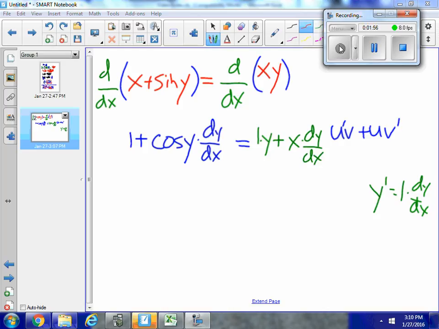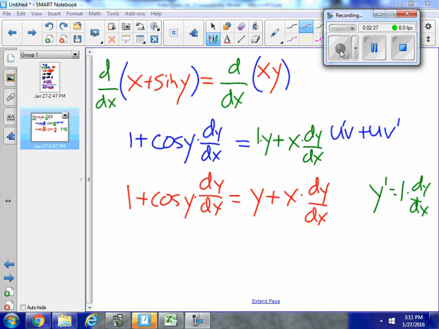Let's make it look a little bit nicer. I'm not going to say that, I'm going to just write it the way it is. I'm going to say it's 1 plus cosine y dy/dx is equal to y plus x dy/dx.